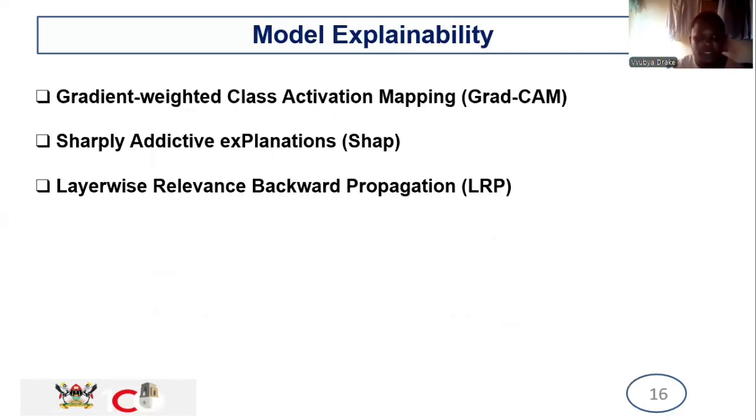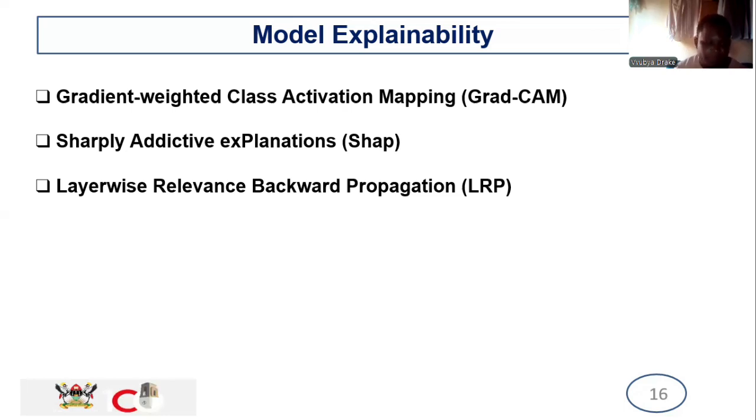So to solve the black box nature of these models, we used three different explainability techniques, that is Grad-CAM, which uses gradients targeting features in the final convolutional layers, generating a map highlighting the regions considered in the model's prediction. Then we used SHAP, Shapley additive explanations, that assigns each feature of the output a Shapley value based on game theory. Then we used layer-wise relevance propagation that assigns relevance scores to each input feature.